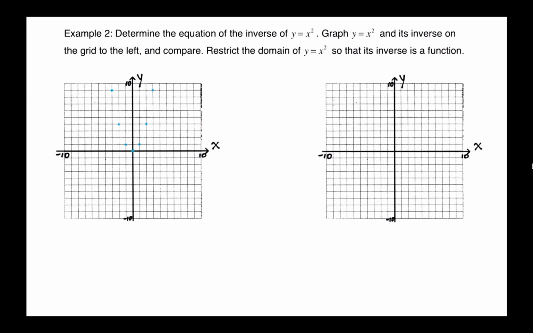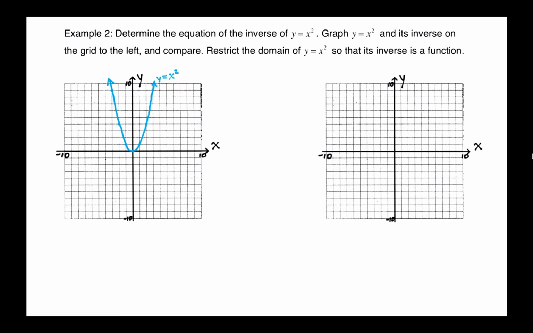So here's y equals x squared. As you should know, the vertex is at (0, 0), and it opens up from there. We connect all the points together with a nice smooth curve and label it y equals x squared. This is our original function.